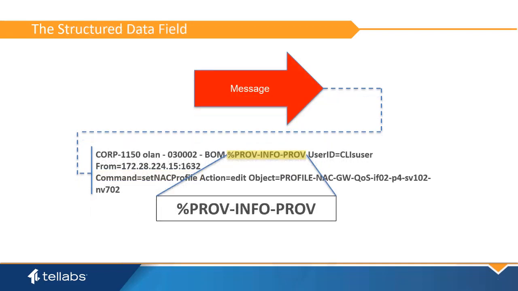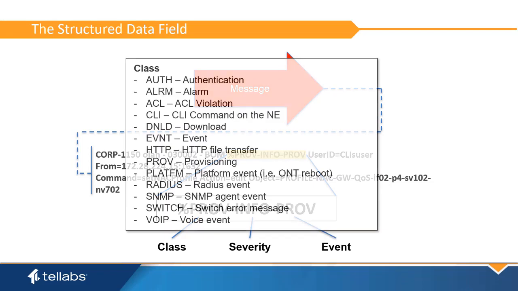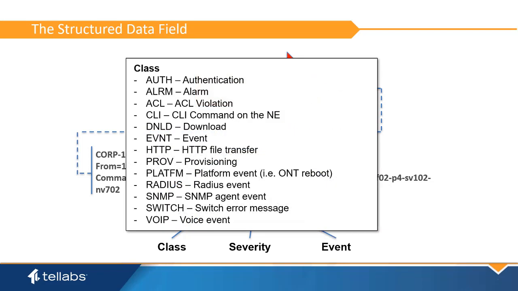The structured data field is a set of structured fields which can be parsed. The 3 sections are class, severity, and event. The class is the type of event which has occurred. Provisioning, in this example, indicates that it was a configuration change. There are a variety of other classes as well. Most commonly used would be provisioning or alarm.